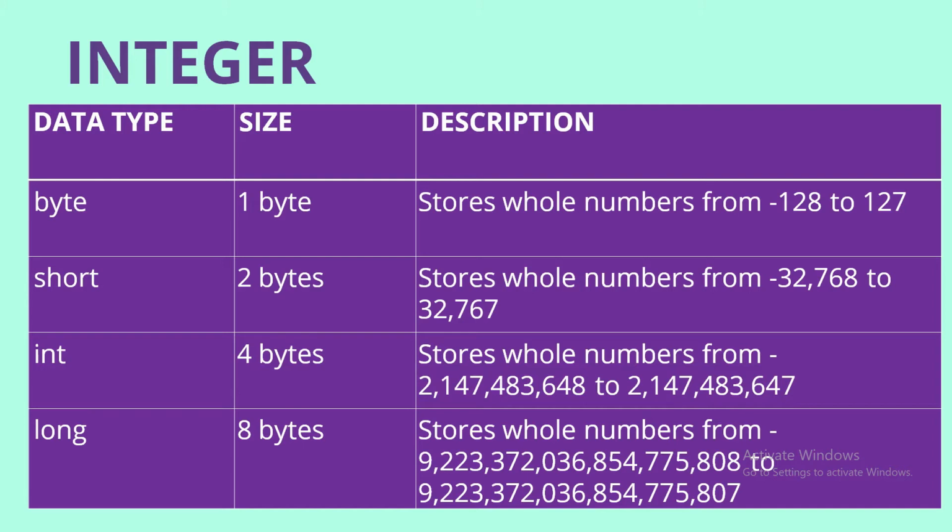The second keyword in integer data type is short. It consists of 2 bytes, that is 16 bits of memory, and its range is from -32768 to 32767. Similarly, next is int, which can store up to 4 bytes, and long, which can store up to 8 bytes. And these are the ranges in which the memory allocation can be done for these two data types.